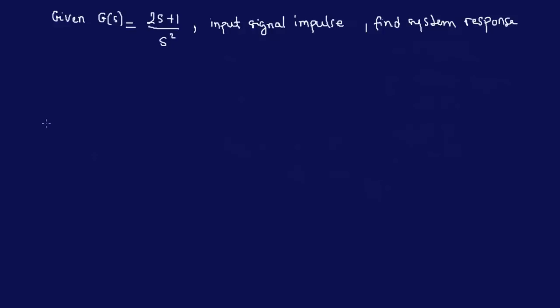Given G(s) = (2s + 1)/s² and an input signal as an impulse, find the system response. Now this is kind of similar to the previous video that I had regarding finding total response, but in this case we are given an open loop transfer function, so we have to find the closed loop transfer function first before we find the system response.